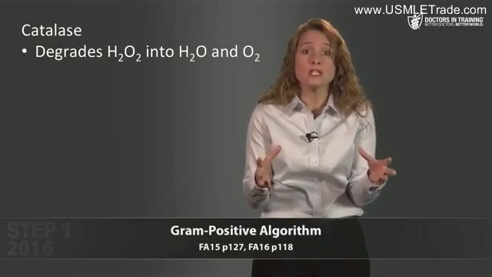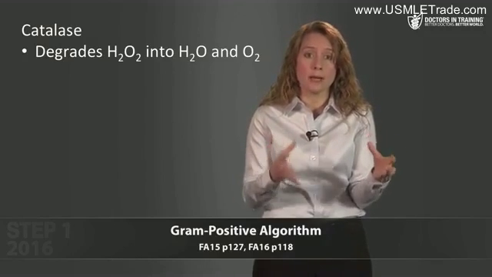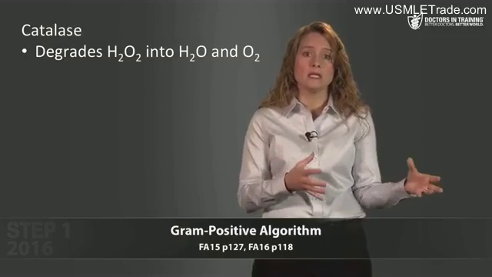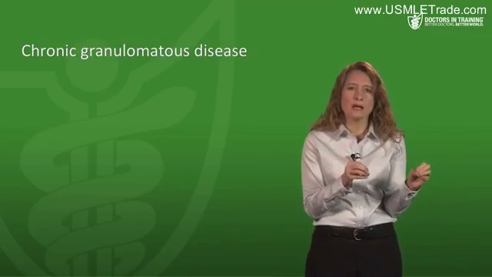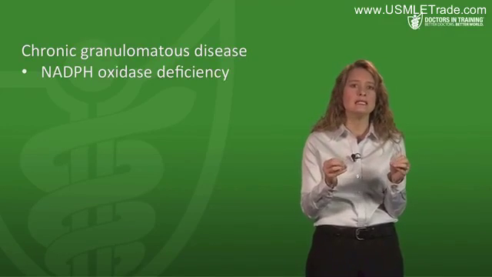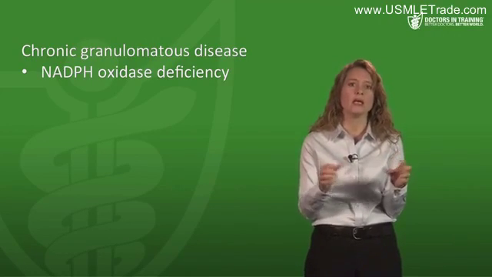So degradation of the hydrogen peroxide supply by bacterial catalase can decrease the killing effect of the neutrophils and monocytes on those bacteria. I want to take a second to remind you about the link between catalase-producing organisms and chronic granulomatous disease. People with chronic granulomatous disease have NADPH oxidase deficiency.